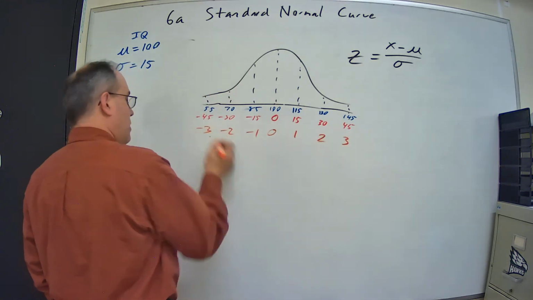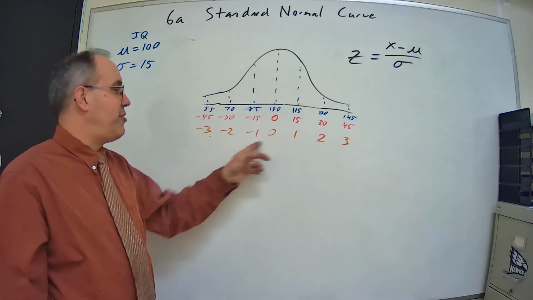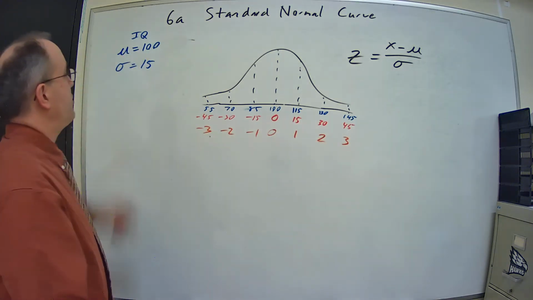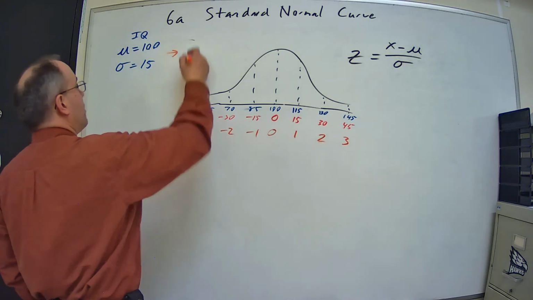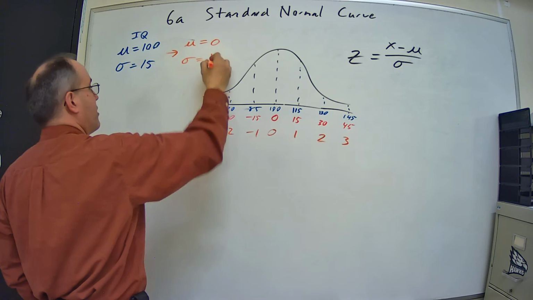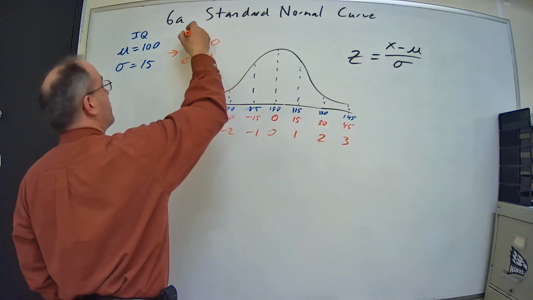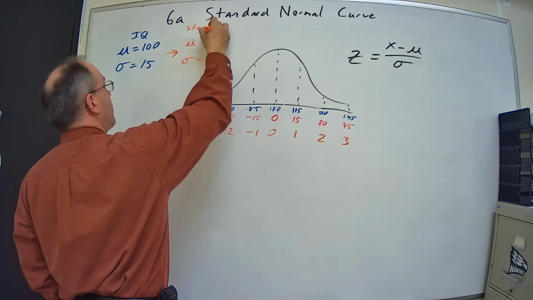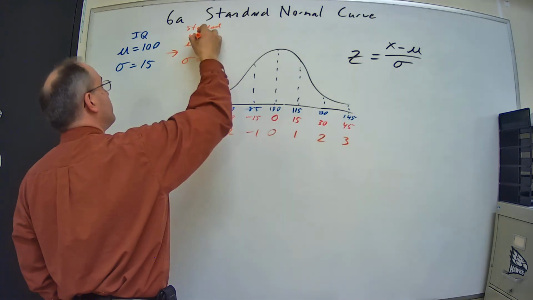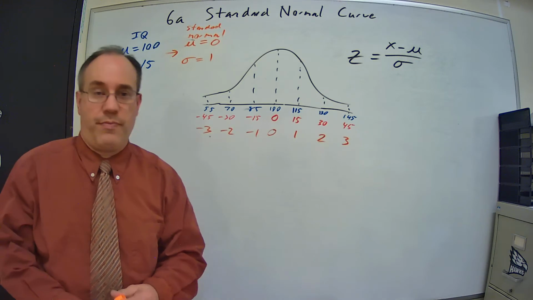Negative 2, negative 3. And we can see that we now have a standard deviation of 1. So we transformed this distribution into a distribution where the mean is equal to 0 and the standard deviation is 1, thus making it the standard normal distribution. So a standard normal distribution.